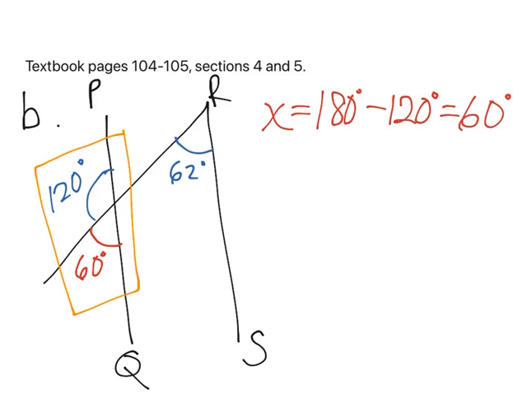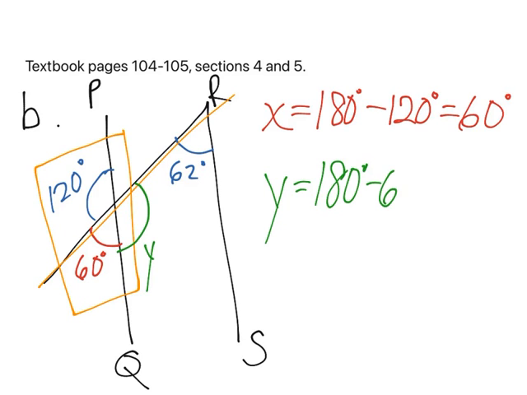Now again, we've got another straight line here, so we can try to find this angle. We'll say it's Y. So again, 180 degrees minus the degrees we know. What do we get? Again, we get 120 degrees.